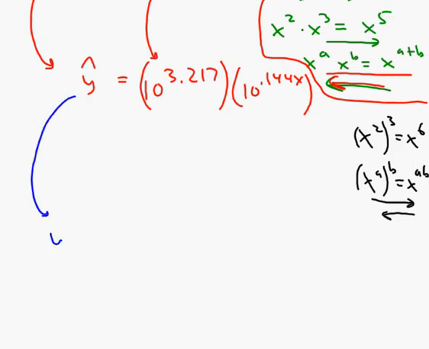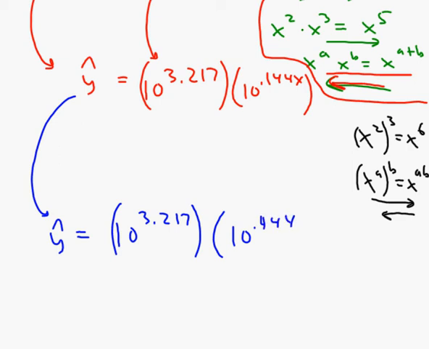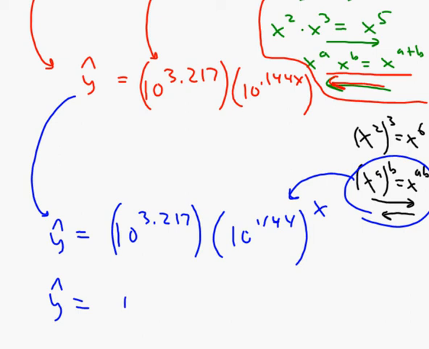Here's the next step. y hat equals 10 to the 3.217 times 10 to the 0.144 to the x. That's using this rule over here. Okay. So, it turns out 10 to the 0.144, I can figure out what that number is, and I can also figure out what 10 to the 3.217 power is. So we get y hat equals 1648.16 times 1.393 to the x power.